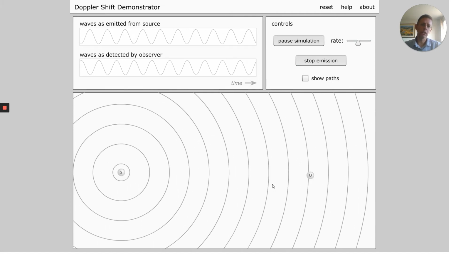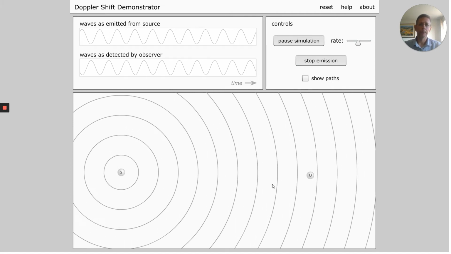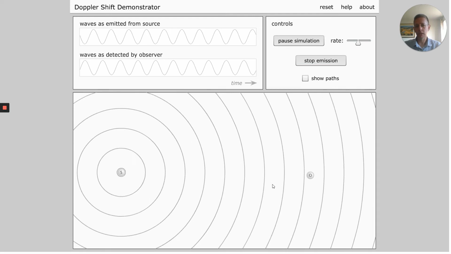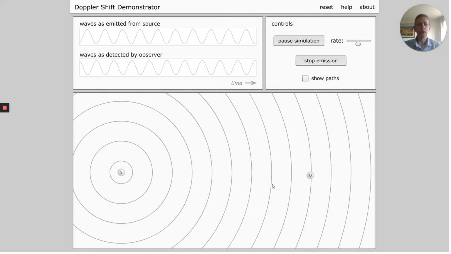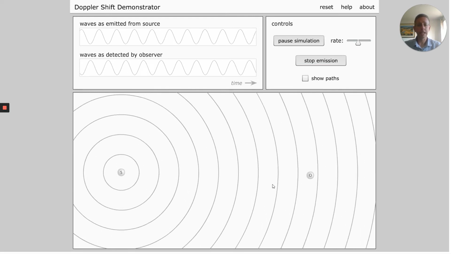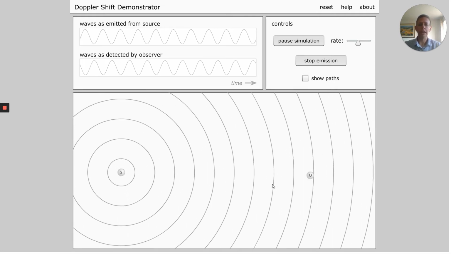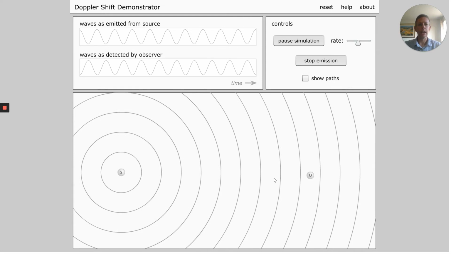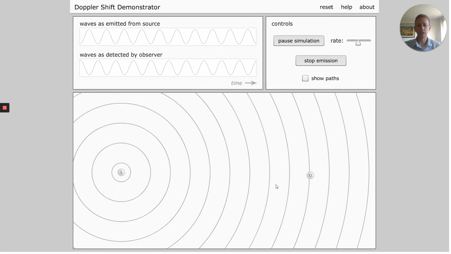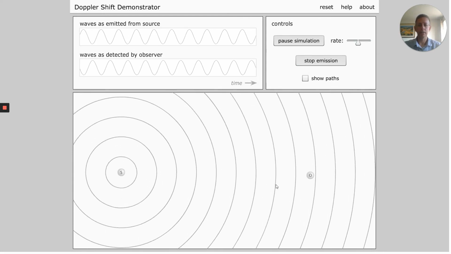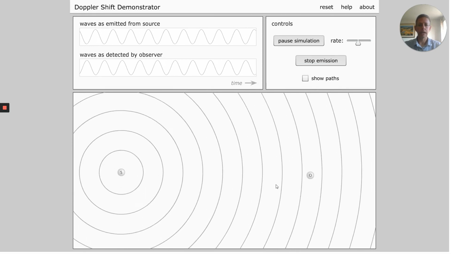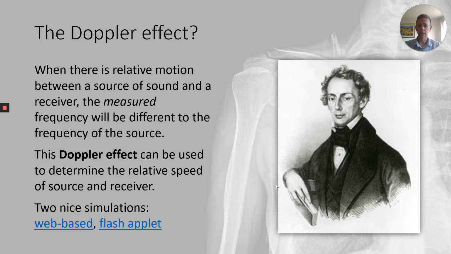Because it has such a particular application in cosmology, the focus of your study of the Doppler shift is actually in the cosmology unit. However, I'm making reference to it here because it's important in terms of the application of ultrasound in medical scanning. Okay, so let's pop back to the PowerPoint and carry on.